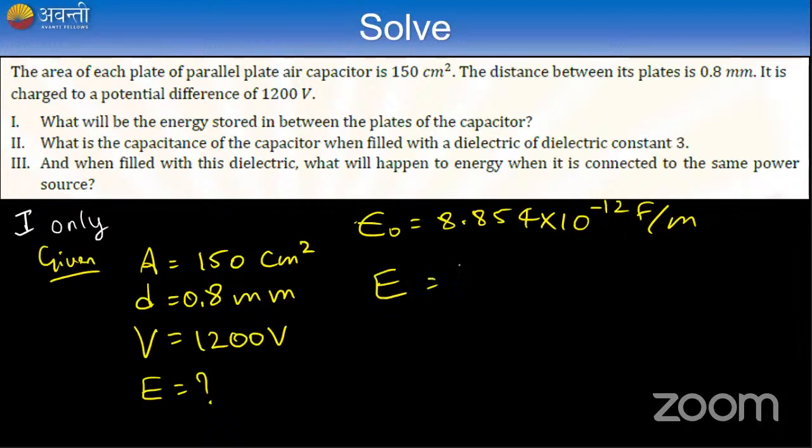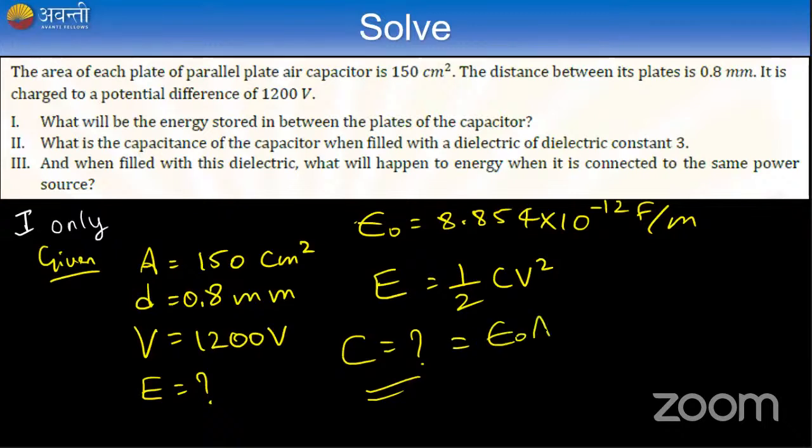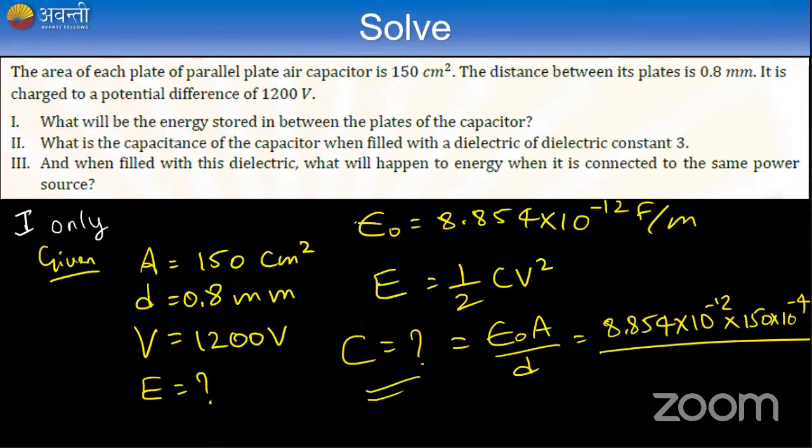So we know E is equals to half CV square. So we have to find the value of C first. What is the value of capacitance? C is equals to epsilon naught A by D, right? So that is 8.854 into 10 power minus 12 into A is 150 into 10 power minus 4 by 0.8 into 10 power minus 3. So I have converted all units into meters. Please check your answer.